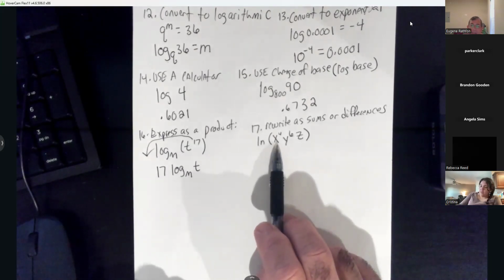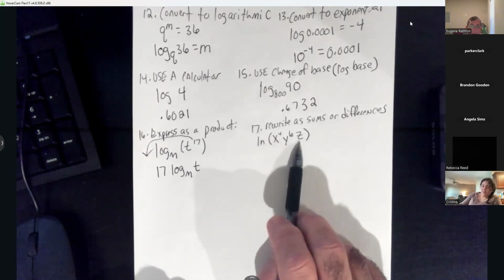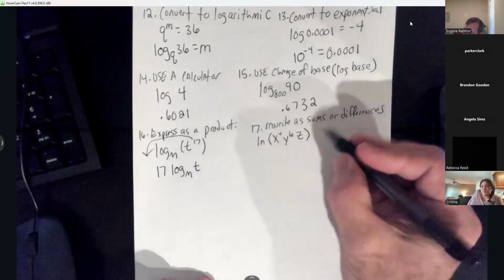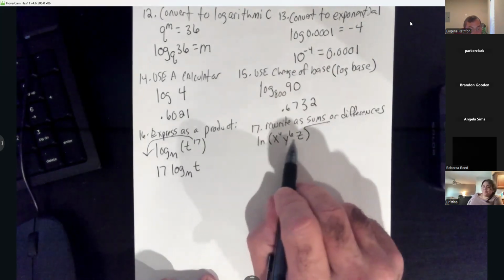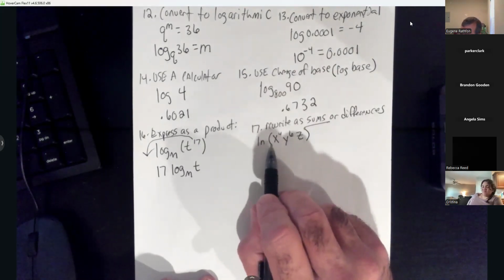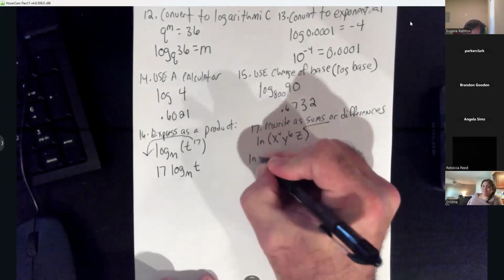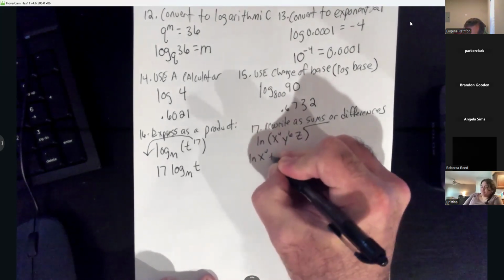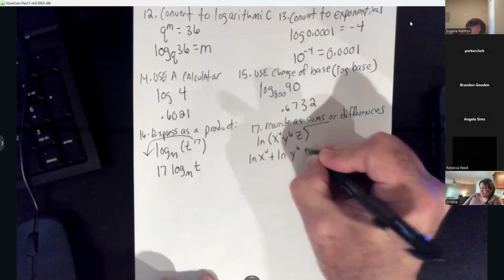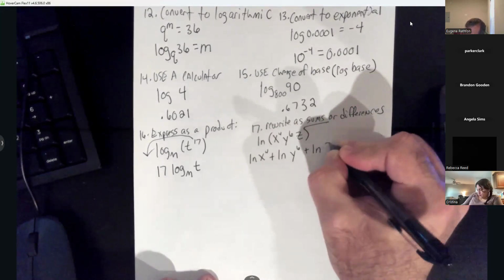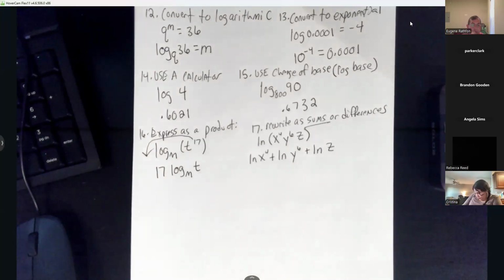All right, so here's the thing. Since these are being multiplied, we will rewrite it as sums. Now distribute the ln to every factor. So I got an ln of x to the fourth plus ln of y to the sixth plus the ln of my z.